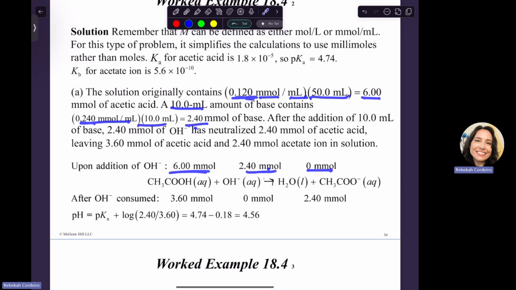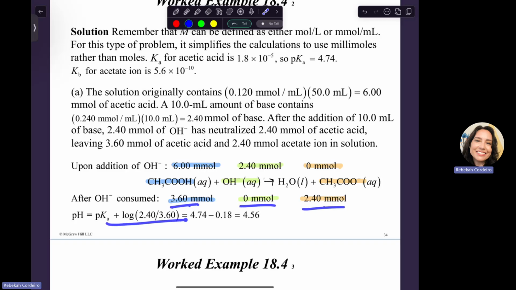And we have 0 of the acetate here. I'm just color coding this, so it's a little bit off. So this is our addition, and then we have our change, which would be minus 2.4, minus 2.4, plus 2.4. And so we'll get our final answers, and then you see we have both the acid and the base, so we're going to do Henderson-Hasselbalch. Okay, so that'll get your pH.